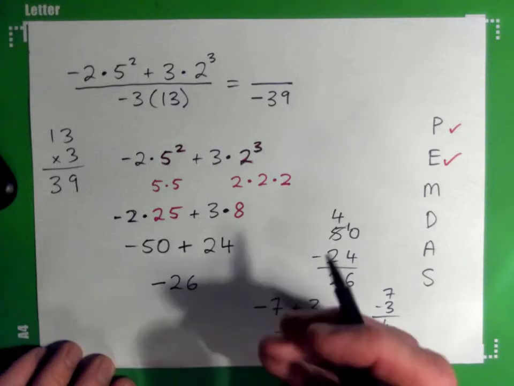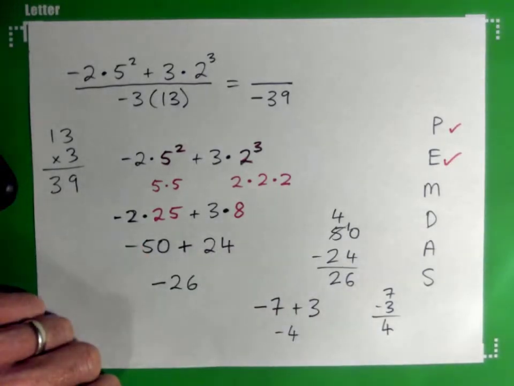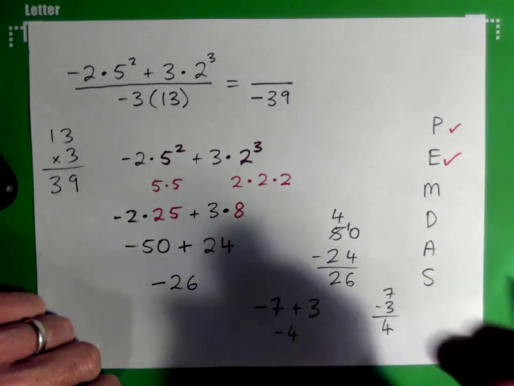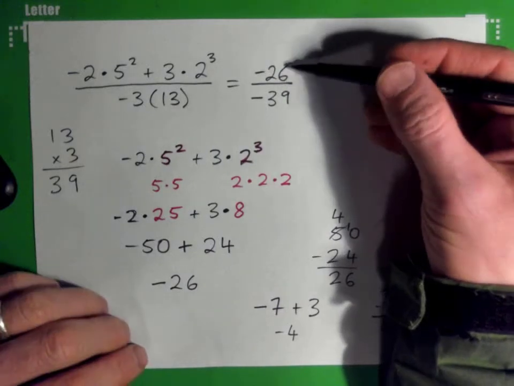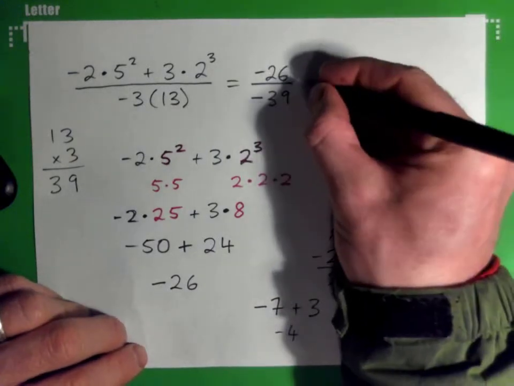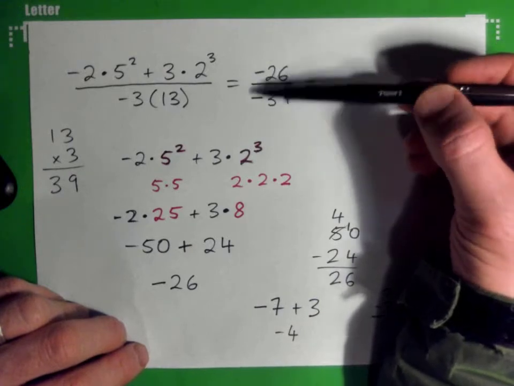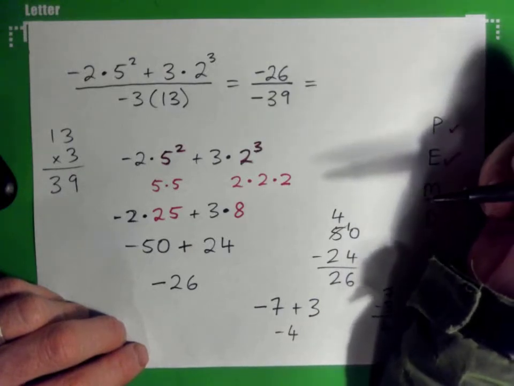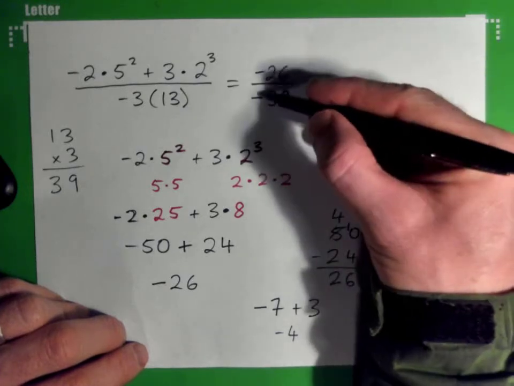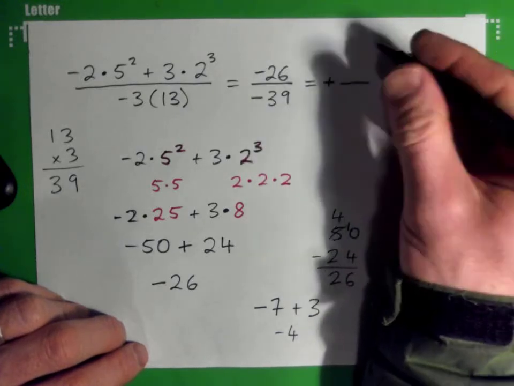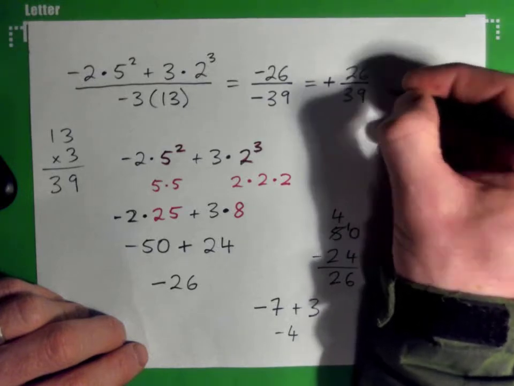Yeah, you do, because you've got to find the difference, you know? So the top becomes negative 26 and the bottom was negative 39. Before we do anything, what's the sign of this fraction? It's a negative over negative, which makes what? Positive. So it's a positive fraction because negative divided by negative makes positive. So just for fun, you could write that as positive 26 over 39, right?